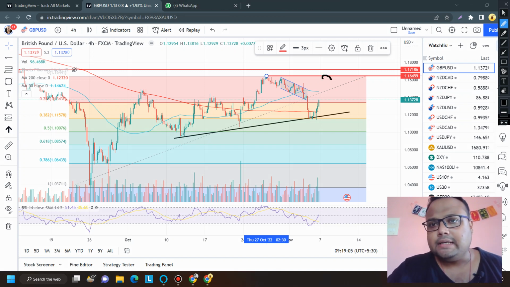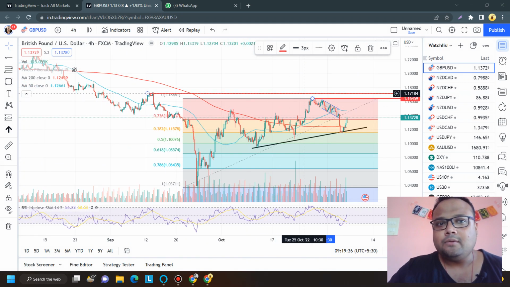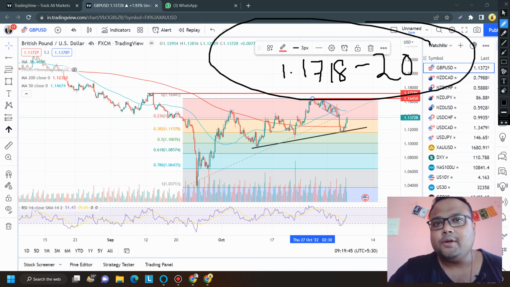So once the market hits this level, observe the market. If you see the market is struggling to cross the level here, you can take a sell position. But in case you see that the market looks quite bullish and is under the dominance of buyers, and if you feel the market is continuing the present structure, the present swings here, then obviously it will break this level, and the next resistance can be around 1.1718 to 1.1720.